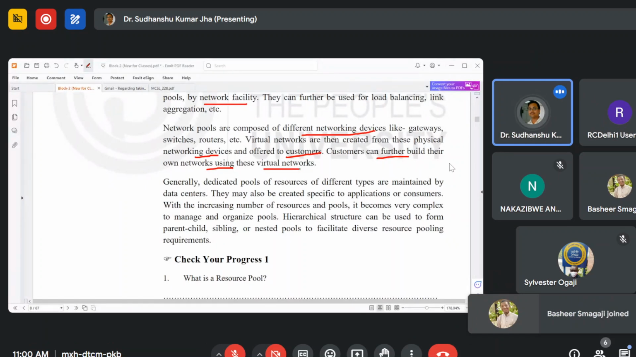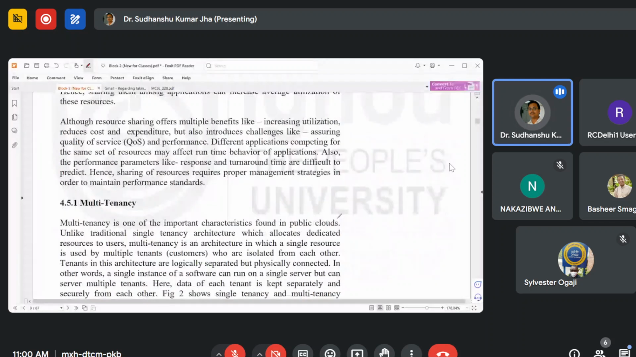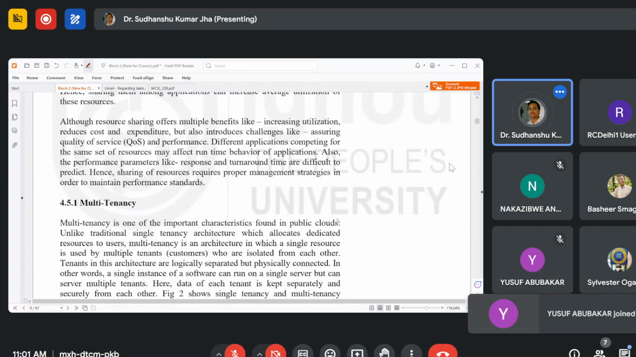We talk about the resource pool. Now we have resource sharing. Resource sharing means we already have seen that the data centers may have shared resources or separate resources for each and every customer. However, nowadays mostly the data centers go with the shared resources, because shared resources help the data centers to share the unutilized resources with the new customer.